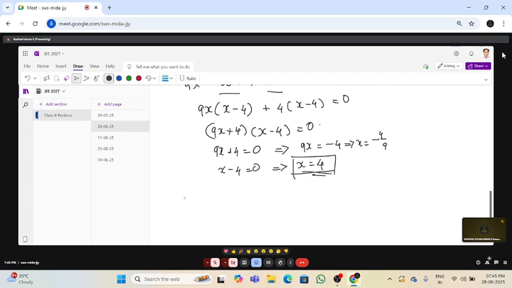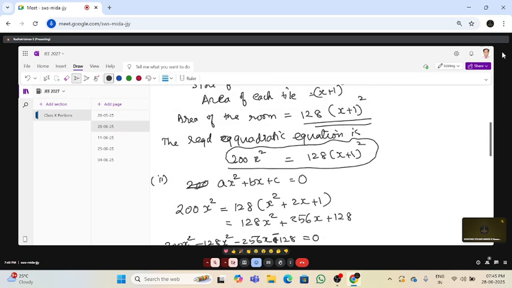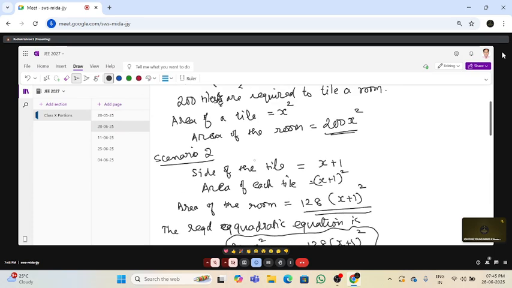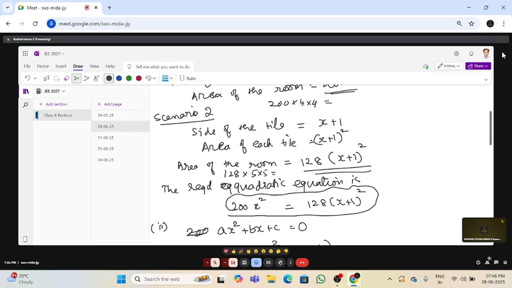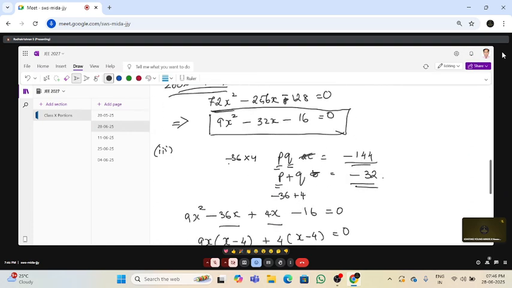The area, the first method is 200x square, right? In the second method is 128, right? Into 5 into 5. So you calculate this and they will match. Okay. So 4 into 4, 16 into 2, 3200. So 128 into 25. So 128 into 100 by 4. So 3200. Okay. So this is your answer.